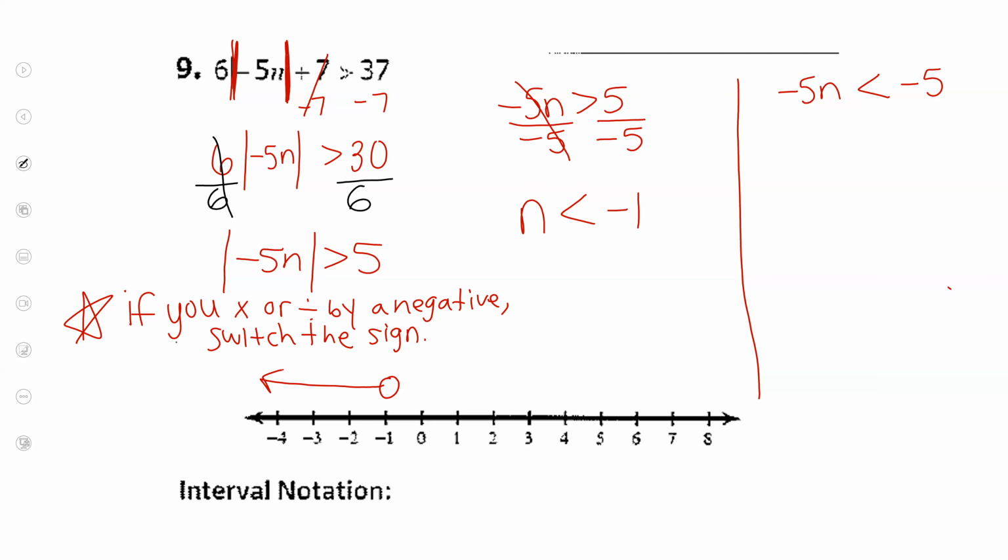All right, let's do the next case. I'm going to divide both sides by negative 5. Did I divide by a negative number? Yeah. So now I switch the sign. So this will be n is greater than negative 5 divided by negative 5 is 1. So on my number line, we're going to draw an open circle at 1, and the numbers that are greater than 1 are to the right.